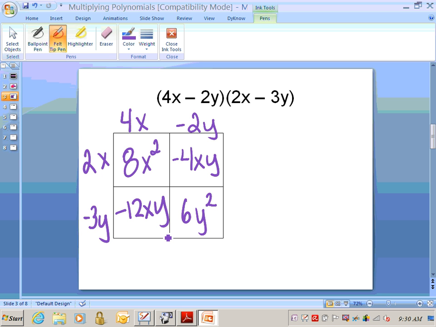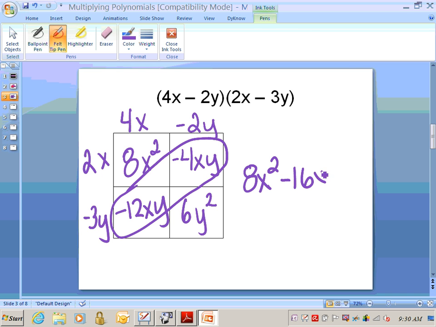Now what do I need to do? Combine like terms. Which ones would those be? Negative 4xy and negative 12xy. Good. The answer is 8x squared minus 16xy plus 6y squared. Very good.